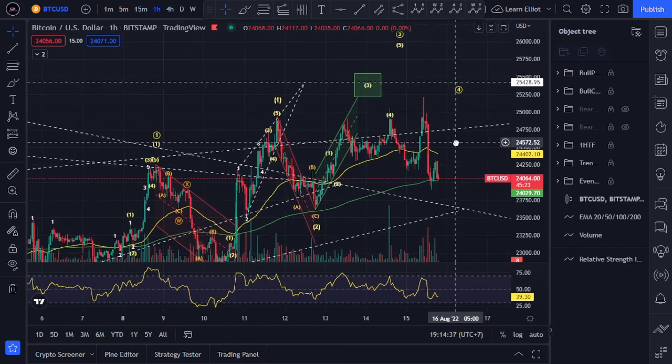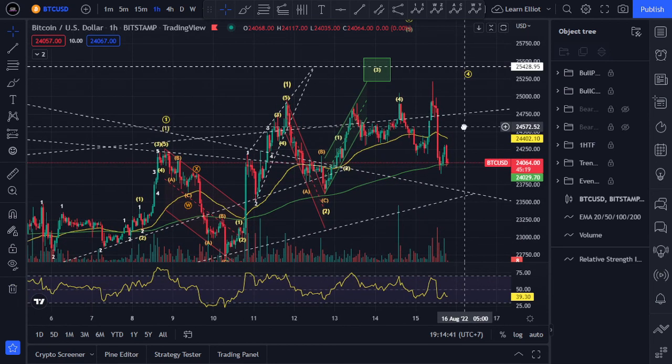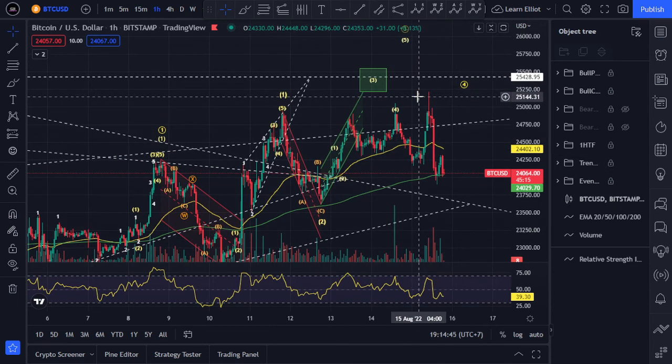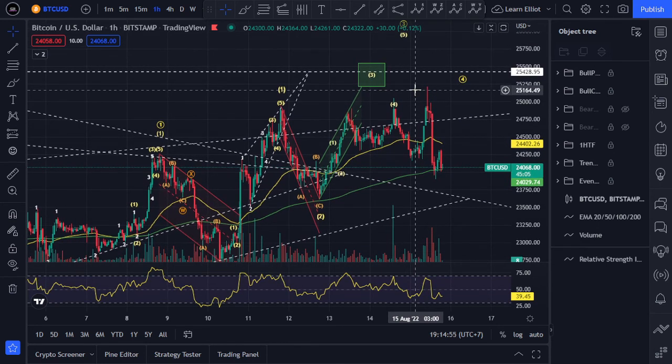So yeah, now we are in the 1 hour time frame. As you can see here, I still haven't made any change to it. We are going to take a look at a few possibilities for the movement of the Bitcoin price, and whether it's going up or going lower.